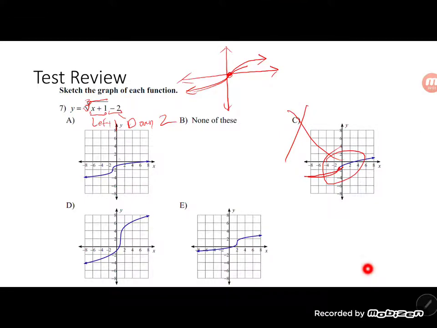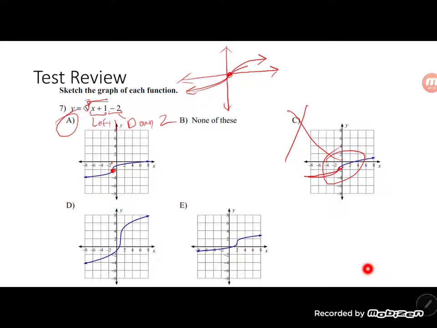Okay, so left 1, down 2 would be right there and right there, and that actually looks like a vertex. That's actually a pretty convincing vertex. So I'm already pretty suspicious that this one is going to be my correct answer. But let me go on and check the other ones.